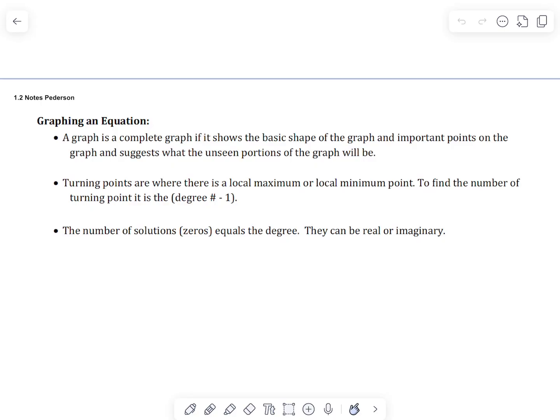We want to make sure you have the turning points where there is a local max or minimum. To find the number of the turning points, it is the degree number minus 1. The number of solutions or zeros always are going to equal the degree, and they're going to be real or imaginary.